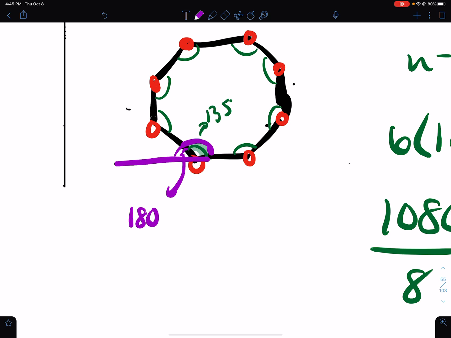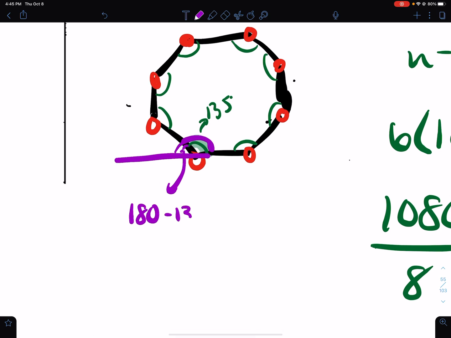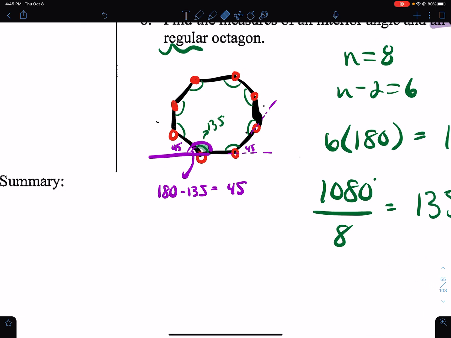So there's 180 total in that flat line. The green part was 135. If I took away 135 from 180, I would get 45 degrees. So each exterior angle will be 45 degrees. Like if I drew this one here, this would also be 45 degrees because of the same argument. If I drew that exterior angle, same argument there.